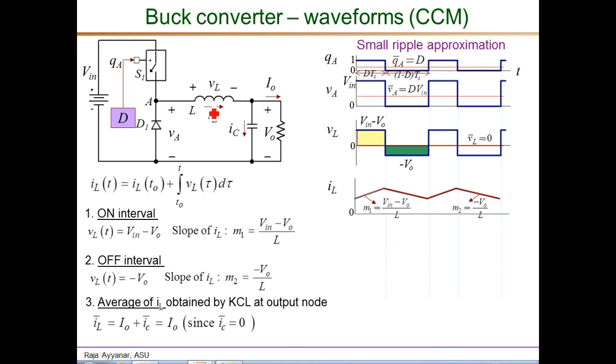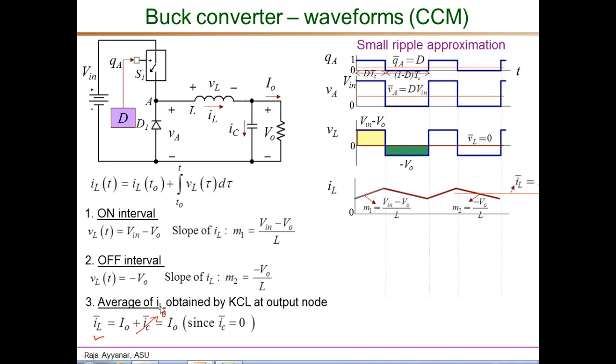So writing KCL at this node is essentially IL average is equal to IC average plus IO average, as written here. IL average equals IO plus the IC average. But since we are analyzing in steady state, the capacitor current average has to be 0, or IC bar here is 0. Therefore, IL bar, average inductor current, is exactly equal to the load current IO as shown here. And once again, from our small ripple approximation, if VO has negligible ripple, so does IO for this resistive load. Therefore, IO is a constant DC.